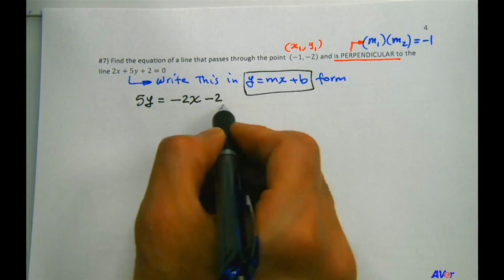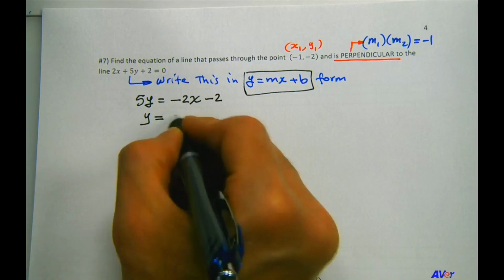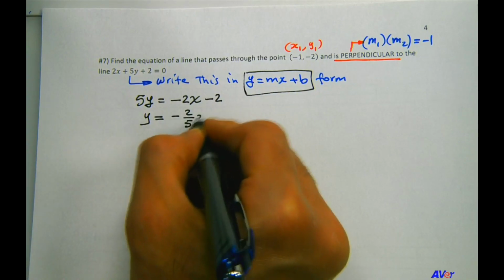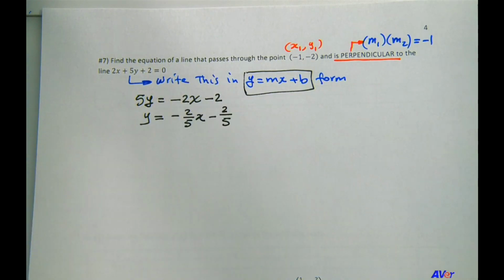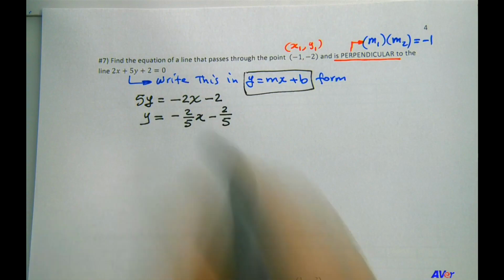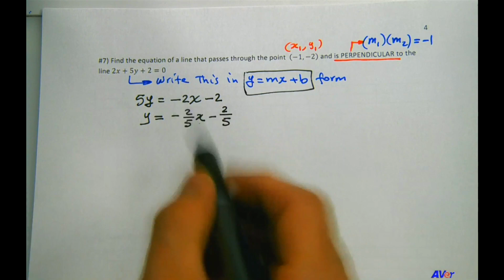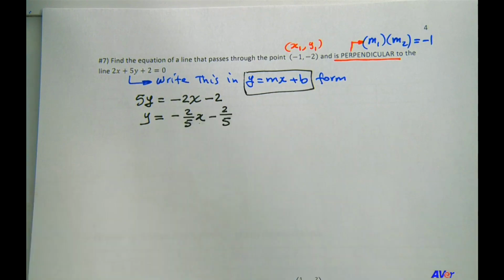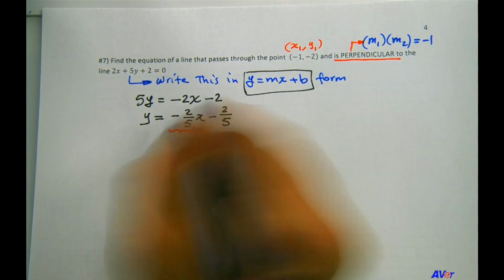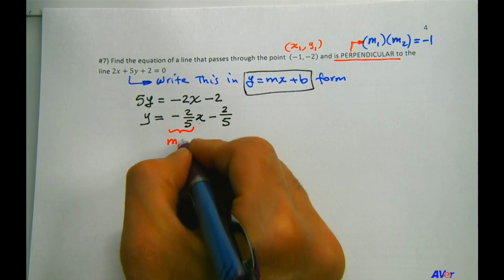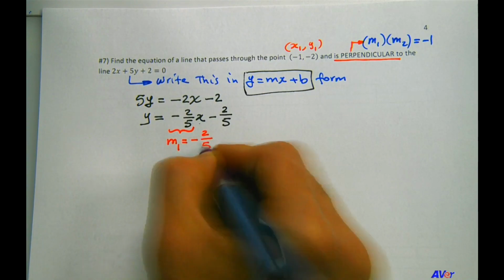So let's divide both sides by 5. What do we get? We get y equals -2 over 5 x minus 2 over 5. If you divide both sides by 5, that's what you get. Is this equation in this form? Absolutely, it is. So now, what is the slope of this line? Okay, so let's call this the current line. Let's call it the slope of line 1, which is equal to -2 over 5.